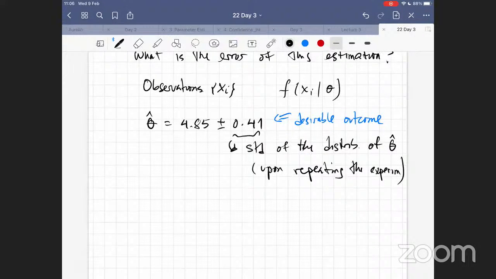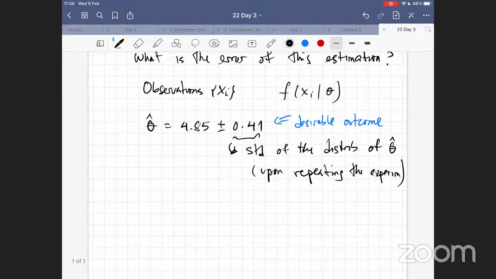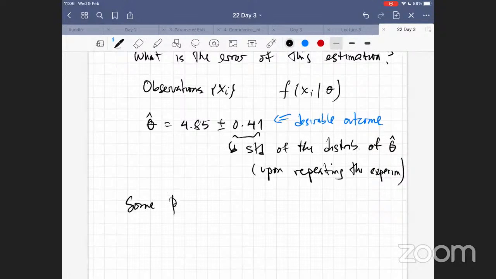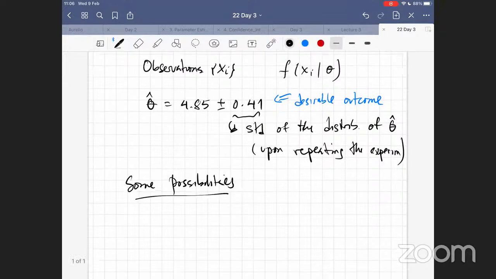Imagine you have another data set. Of course, you will have another estimator, because the data set is random. Then if you take a set of experiments like this, you may be able to report something like this. So there are some possibilities here to estimate this error, this uncertainty in the parameters.